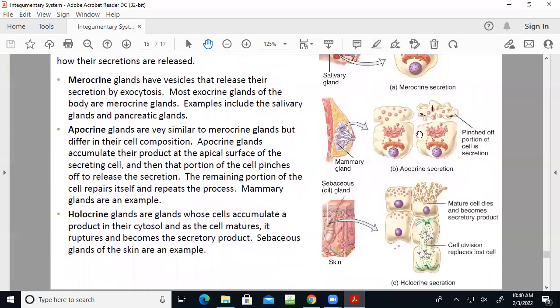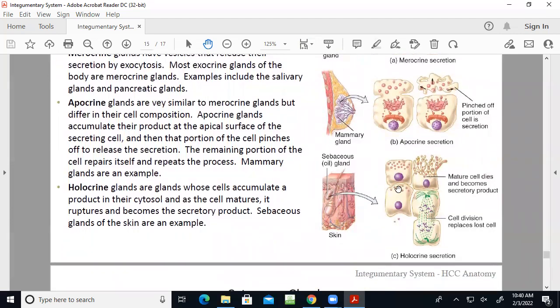After the cell breaks off its smaller segment, it's just going to repair itself and repeat the process. The final type are called holocrine glands. Very similar. We create those bubbles and they accumulate, except instead of part of the cell breaking free, the entire cell ruptures and becomes part of the secretory product. So the cells are dying off, which means we constantly have to replace those old ones with new ones via cell division. That's what's shown at the bottom of the page. An example would be those oil or sebaceous glands that I've already referenced.